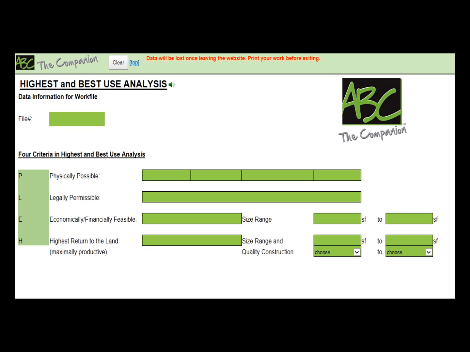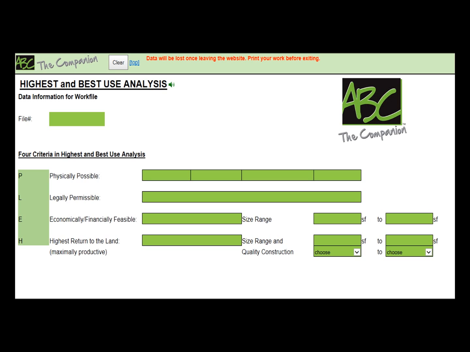The next step is going to be what is legally permissible. Now, this has to do with possibly zoning. Maybe there are some declarations of covenants and restrictions that require a single-family residential use. Or maybe it's out in the middle of the country and there are no legal situations that one has to deal with. But these are the things you need to think about and analyze.